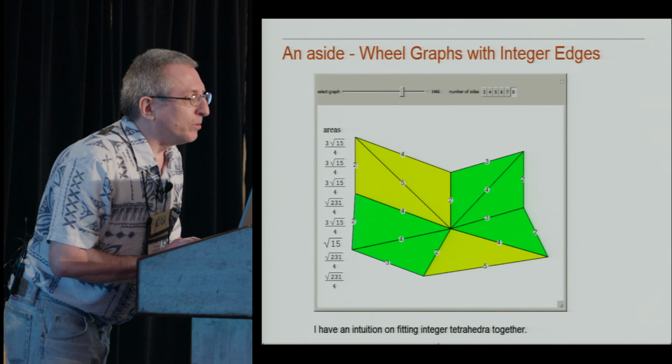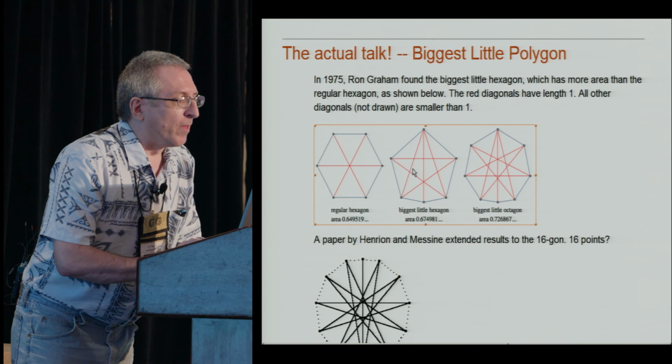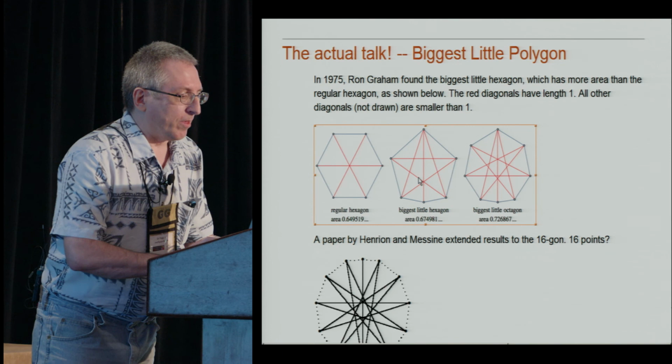But to my actual talk. You have some points in space, no two further than one apart. What is the biggest volume you can constrain within n points? So if you look in two dimensions, here are some known answers. The hexagon doesn't work as well as this thing found by Ron Graham. And they've gotten up to 16 points with that problem.